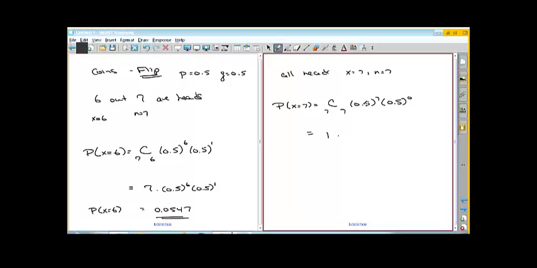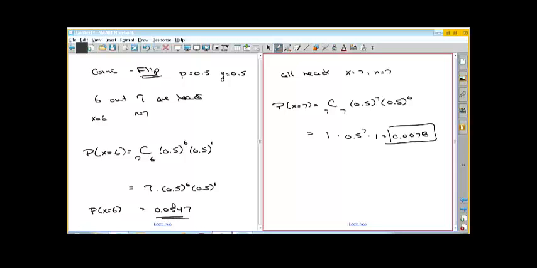These are the same, so the answer is 1. This is 0.5 to the 7th power. 0.5 to the 0 power is 1, so you get 0.5 to the 7th power, and you get 0.0078. So that's the probability of getting all heads. This is the probability of getting 6 out of 7 heads.